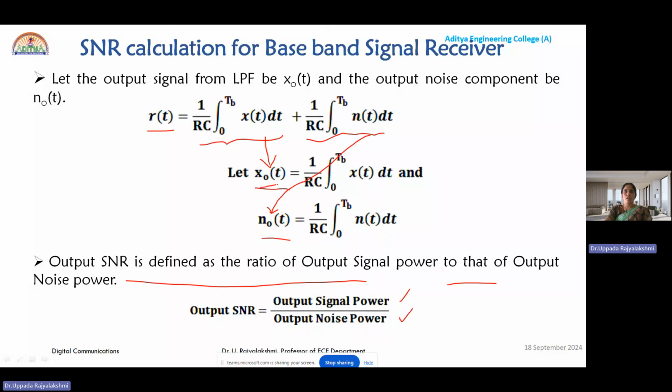Here the output signal is 1 by RC integral 0 to T_B x of t dt. What is x of t? x of t is a pulse signal having an amplitude of A over the interval 0 to T. Please substitute it here to get the mean square value of x of t, that is the output signal power. Let us first go through the calculation of the numerator and then the denominator, and then finally we can get the output SNR for the baseband signal receiver.